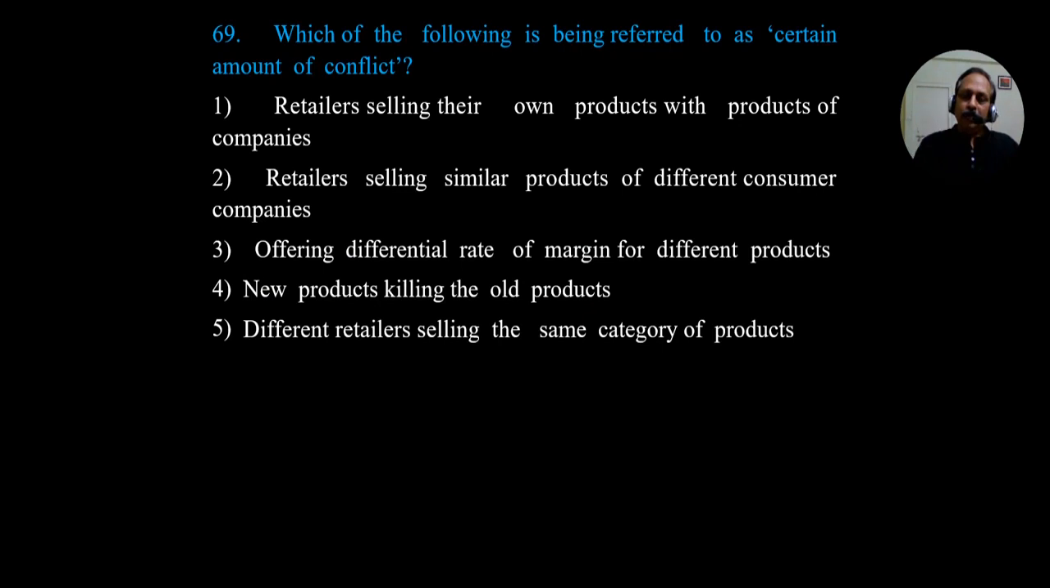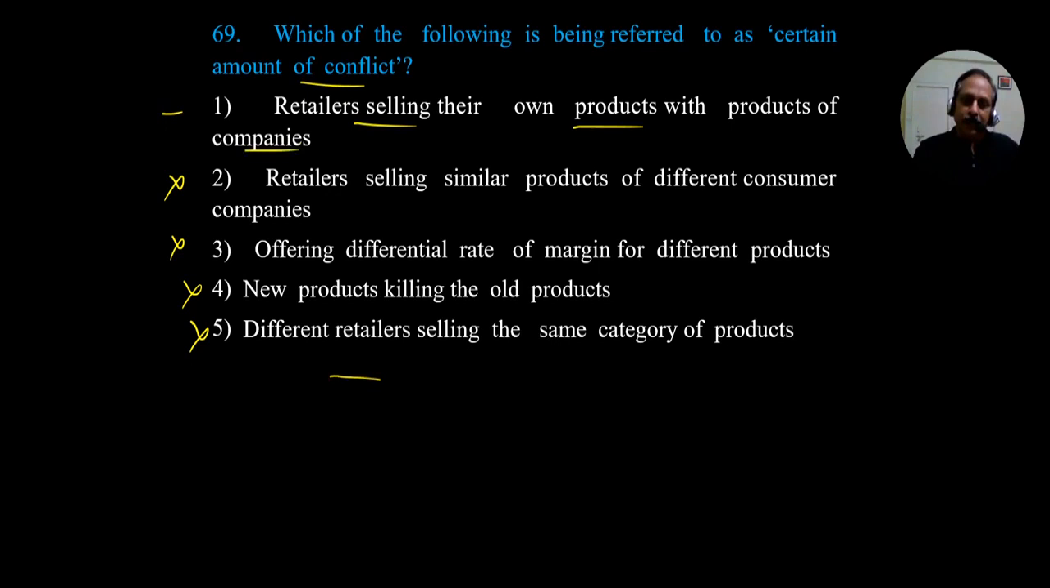Which of the following is being referred to as certain amount of conflict? Again mentioned in the passage clearly. Retailers selling their own products with products of companies. Hold this one. Retailers selling similar products of different consumer companies. Not correct. Offering differential rate of margin for different products. Not correct. New products killing the old products. That never happens. Different retailers selling the same category of products. No. Here, conflict, certain amount of conflict. Retailers selling their own products with the products of companies.